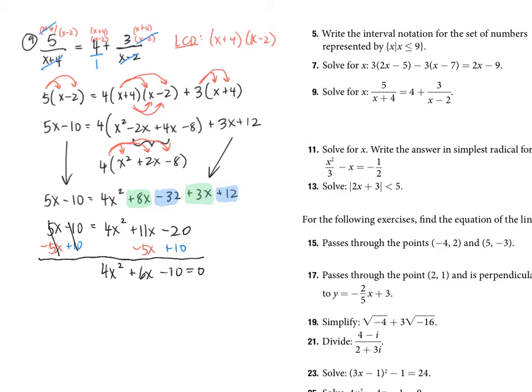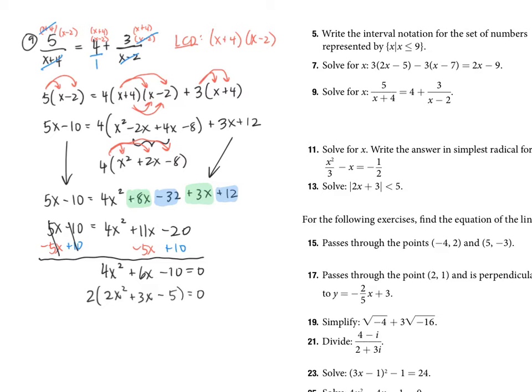So if I factor this, first of all, I have a common factor of 2. So I can factor that out if I want. So 2x squared plus 3x minus 5 equals 0.